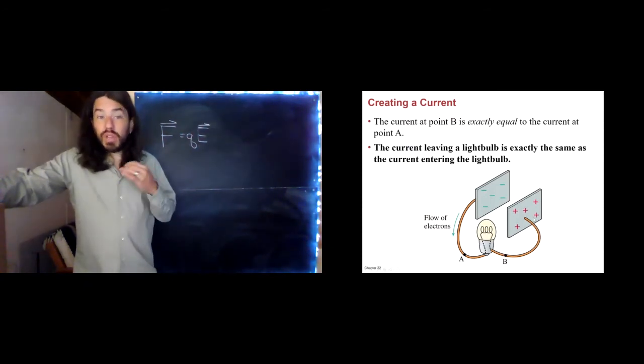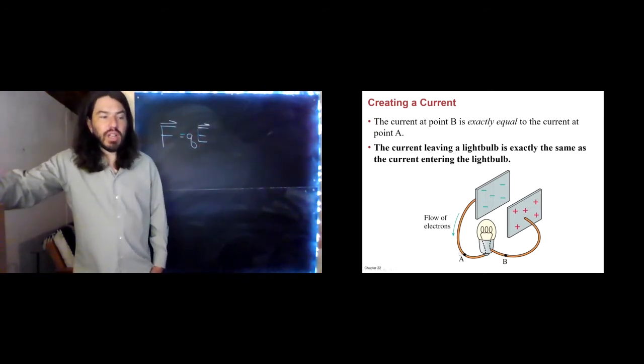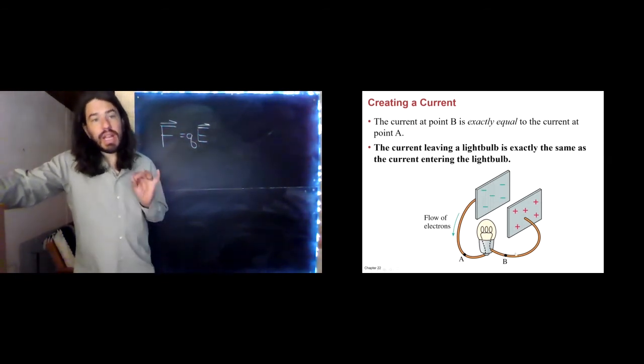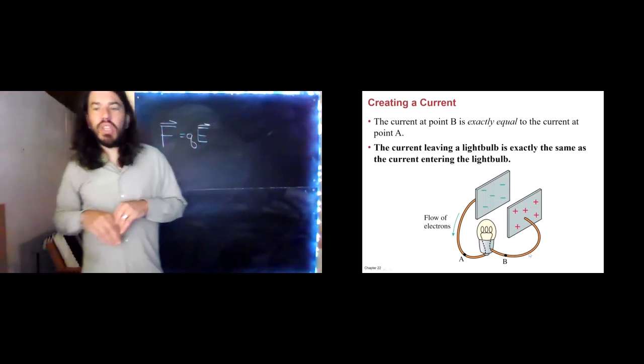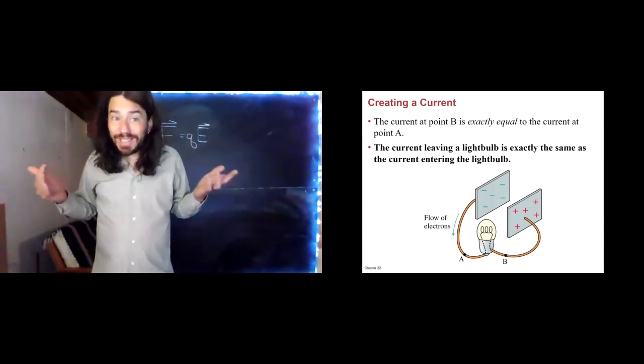Okay, so what else can we observe? Again, we're going through this list of observations when we discharge a capacitor through a wire. First of all, we'll find that the current at point A is exactly the same as the current at point B. Now, a lot of people have this idea that a light bulb somehow uses up electrons, or uses up that current. It doesn't, right?